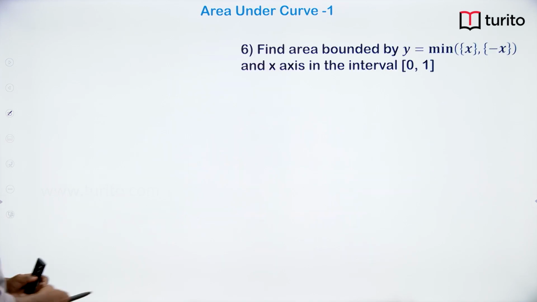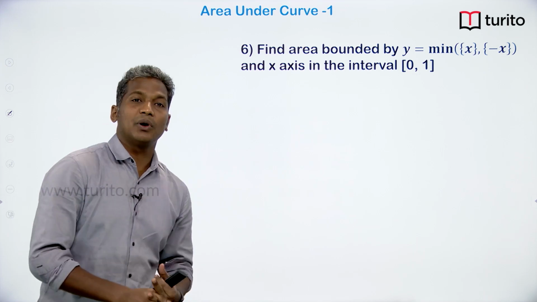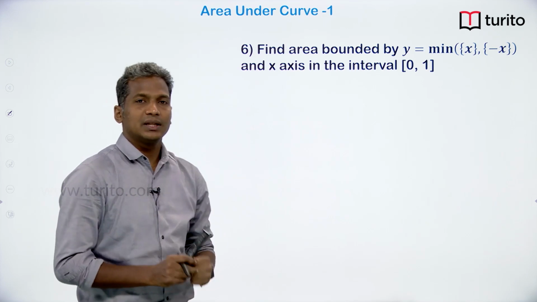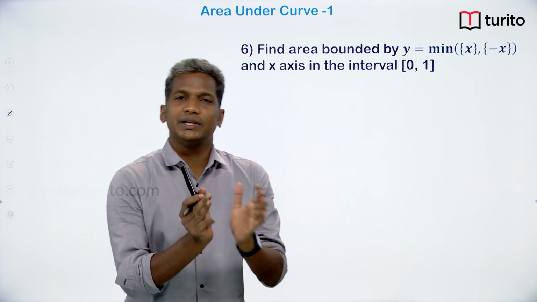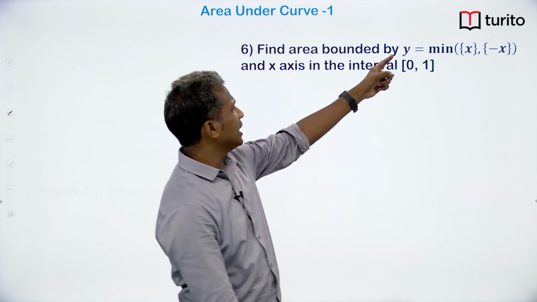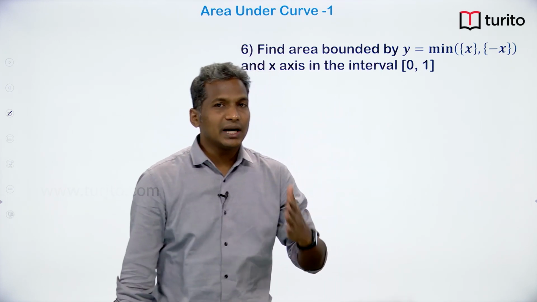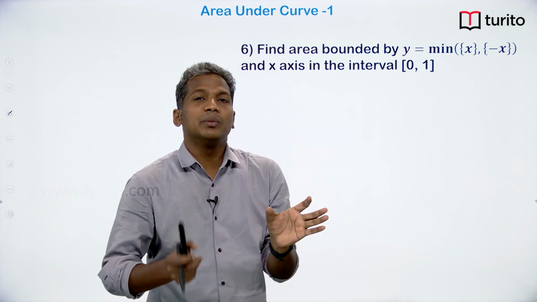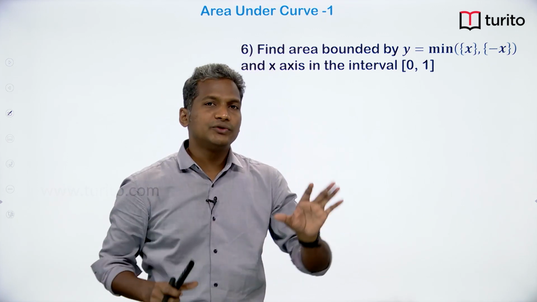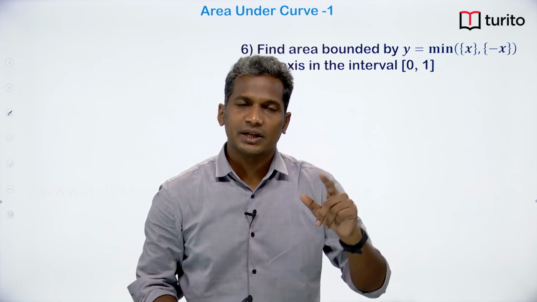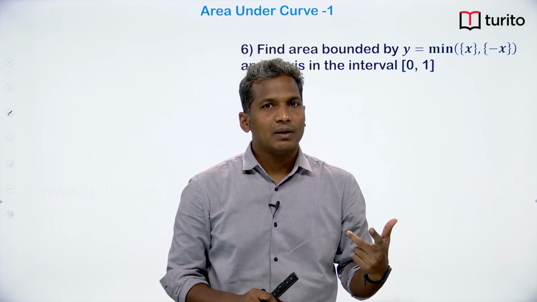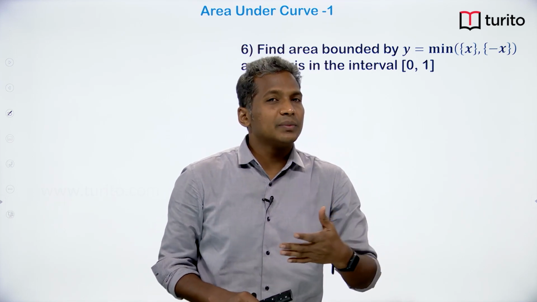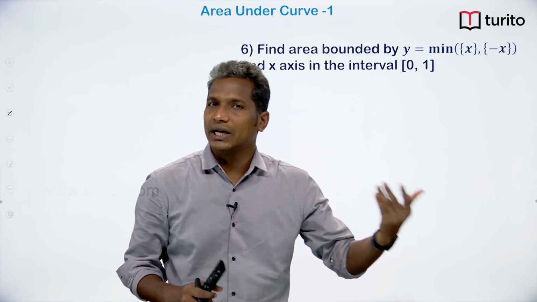Okay, next question. Find the area bounded by this curve with x-axis. That means area must be bounded between these two only. And looking at the function, function is written as minimum of two other functions. So whenever there is a minimum of two other functions, if those two other functions are constant functions, then it is easy to handle. But if those two functions are variable functions, then how to choose which is minimum, which is maximum? For that you again need graph.